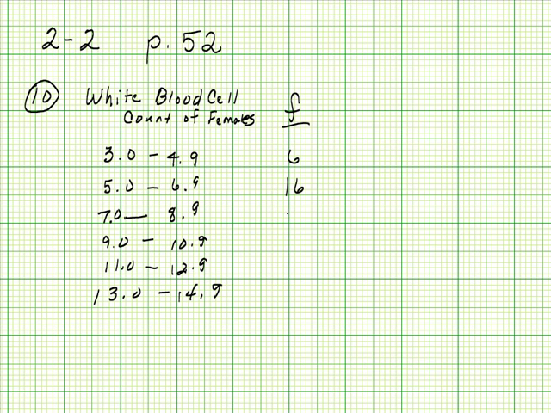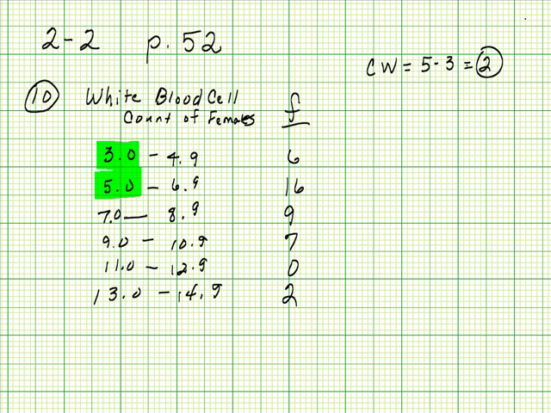Those are our classes, and we have the following frequencies: 6, 16, 9, 7, 0, and 2. Okay, first of all, we're asked to find the class width. Class width is the difference between two consecutive lower class limits. So 5 minus 3 equals a class width of 2. So that's our first answer.